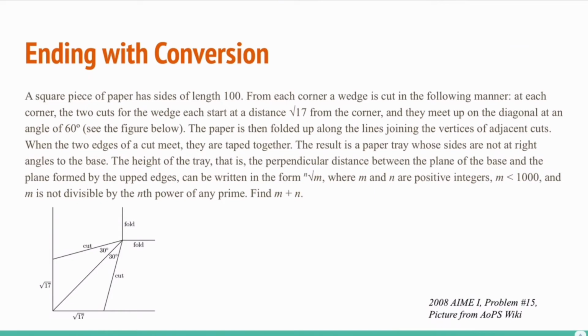When the two edges of a cut meet, they are taped together. The result is a paper tray whose sides are not at right angles to the base. The height of the tray, that is the perpendicular distance between the plane of the base and the plane formed by the upped edges, can be written in the form the nth root of m, where m and n are positive integers. m is less than 1000, and m is not divisible by the nth power of any prime. Find m plus n. To start, let's take a screenshot of the paper tray from the top.